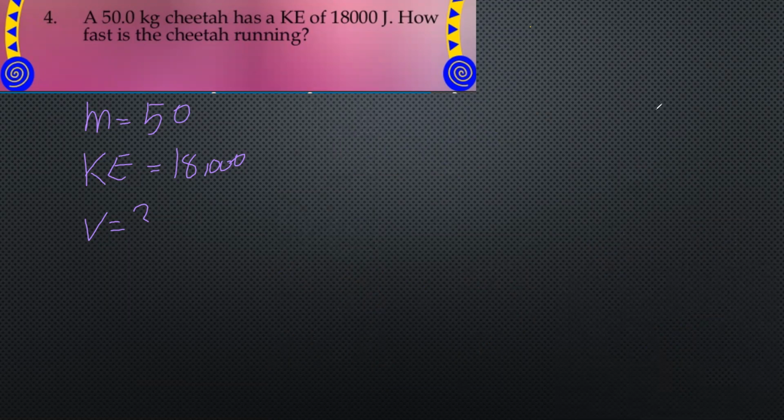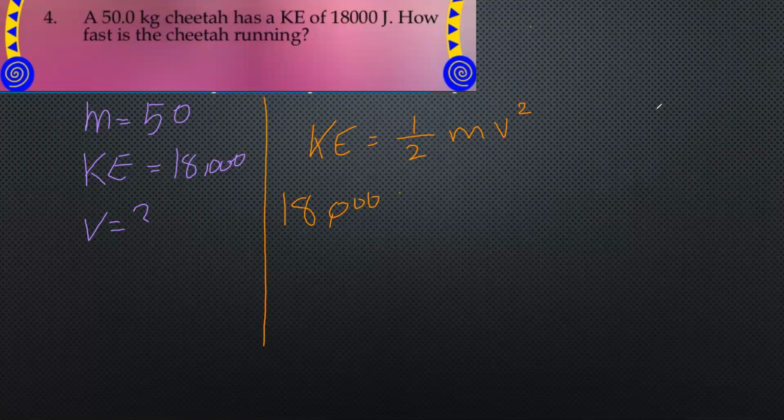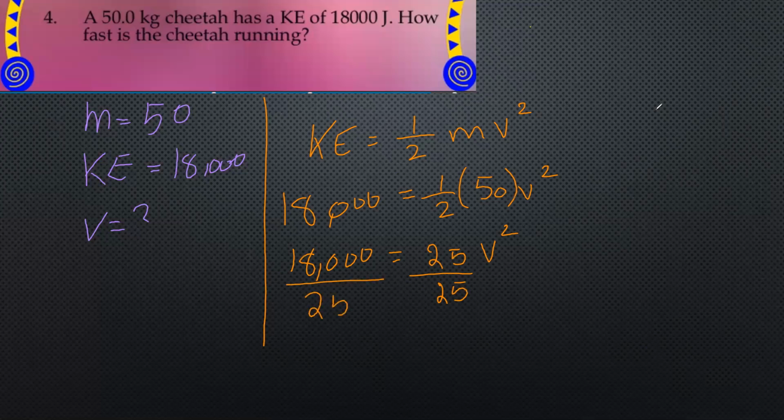Let's continue now. So let's use the first formula. KE is half mv squared. KE is 18,000, half the mass, v squared. So 18,000 equals 25 v squared over 25. So v squared is 18,000 over 25, which is 720.